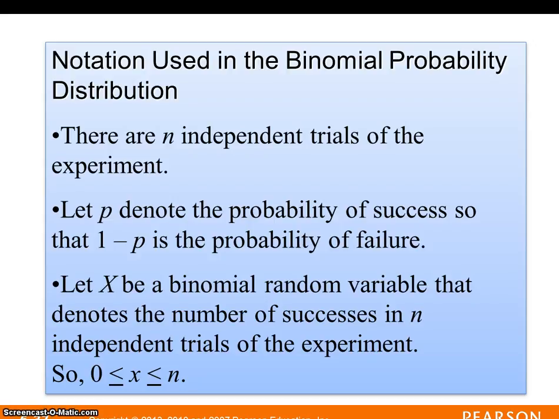As far as notation used in binomial probability experiments, there are n independent trials. So n is the number of trials. p is the probability of what we determine to be a success, and 1, or 100%, minus p is the probability of failure. Capital X is the binomial random variable that denotes the number of successes in the n independent trials of the experiment. So X is the number of successes. If you're measuring success as coming up heads, X would be the number of times you've come up heads.